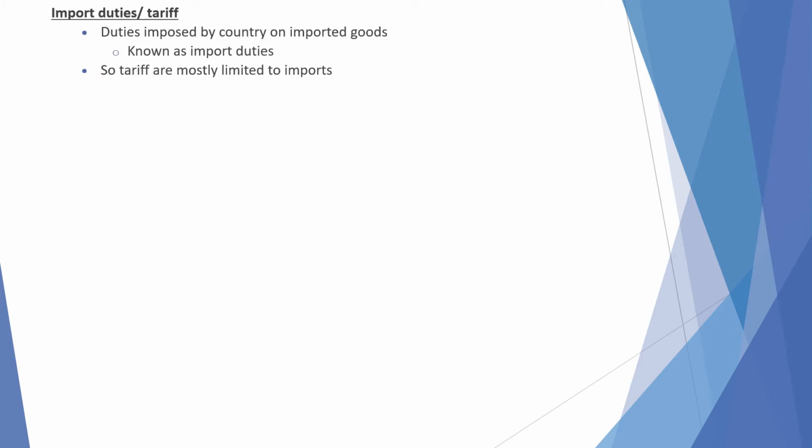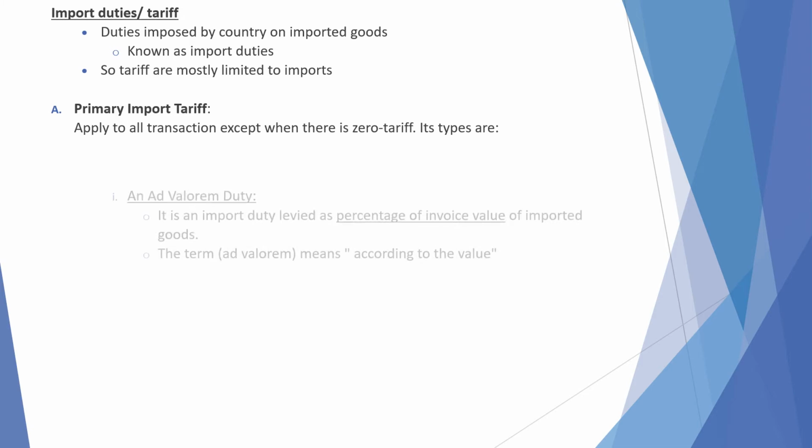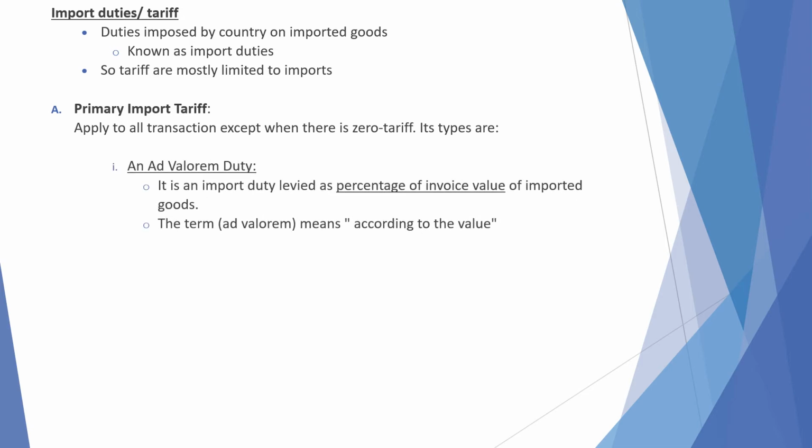Now first talking about import duties and tariffs. The duty imposed by the country on the imported goods is known as import duties. So the tariff is mostly limited to the imports. The first is primary import tariff, which applies to all except where there is zero tariff, and its types are an ad valorem duty.